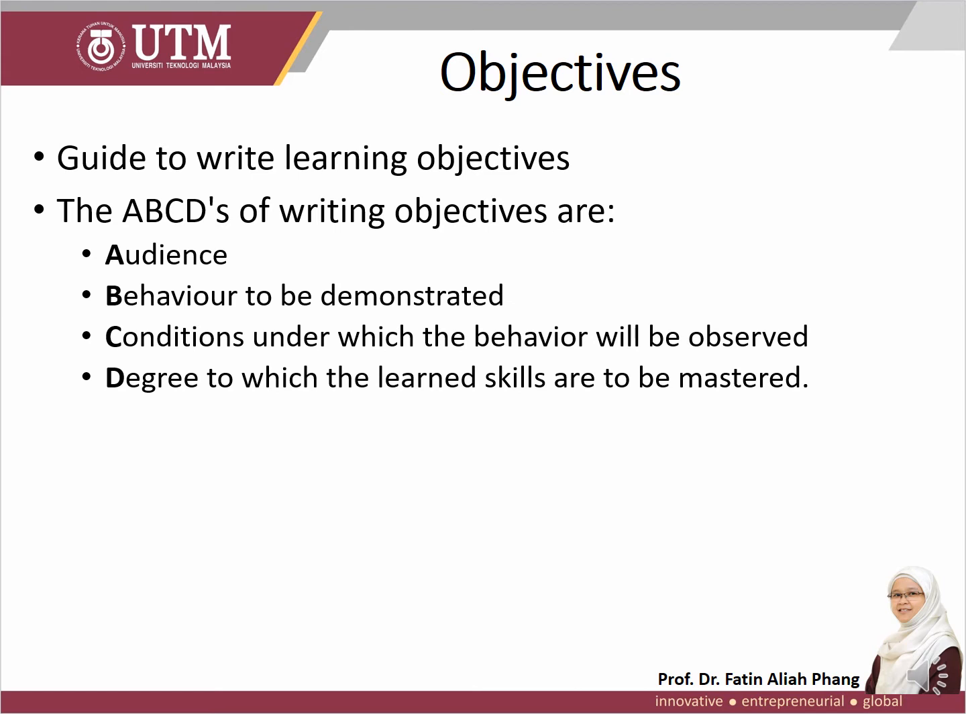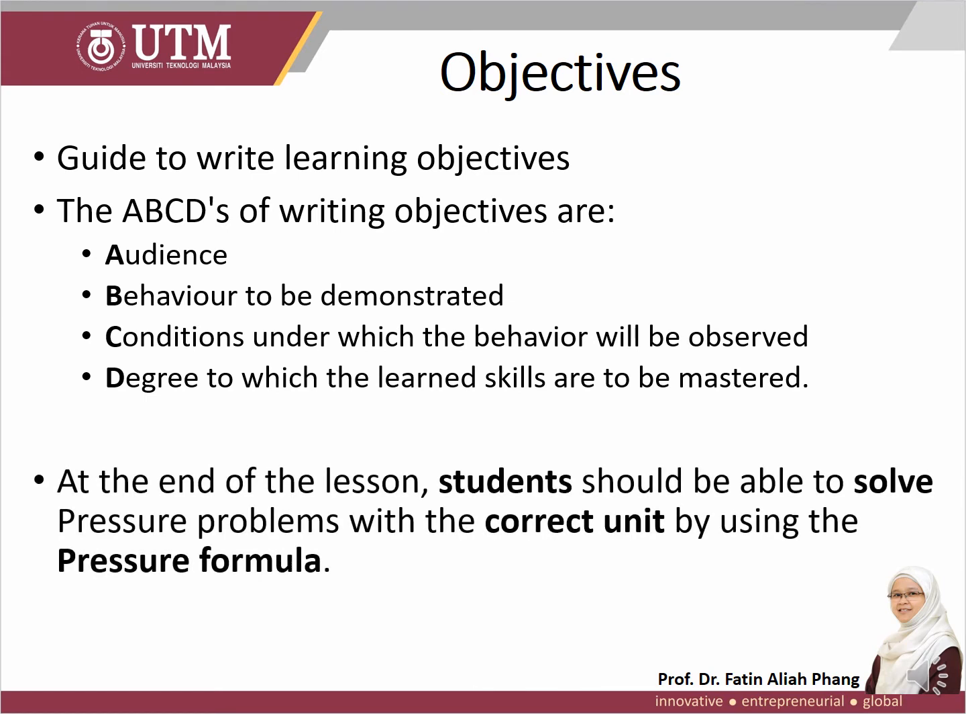So if you have learning outcomes written as A, B, C, D, you know how you are going to teach and you know how you're going to assess or measure. For example, this is just one simple example. At the end of the lesson, students should be able to solve pressure problems with the correct unit by using the pressure formula. I have already bolded the main phrases which represent A, B, C, D. So I think you can have a guess which one is A, which one is B, which one is C, and which one is D. Take your time to try and see if you know the answer.